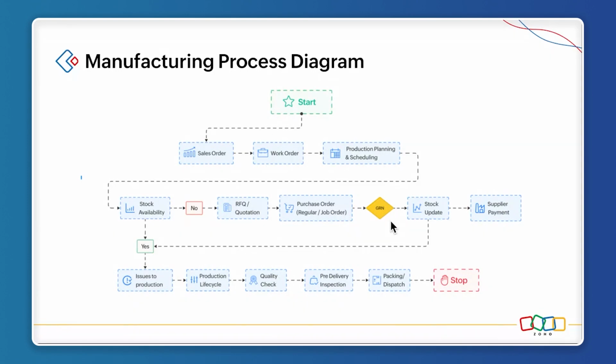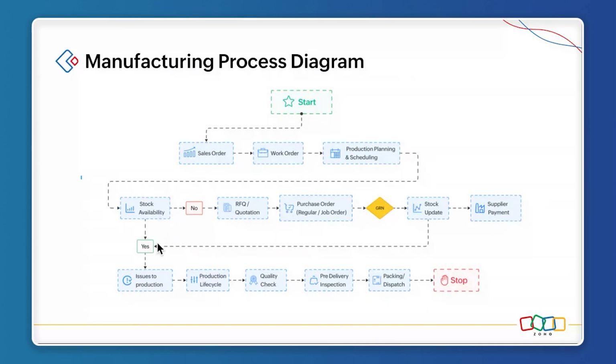When they are delivering the materials, you will be receiving the GRN, which is the goods received note, right? Once that is done, you then need to update the stock, which you will be maintaining in the different warehouses. Once you update the stock in the different warehouses, the next process is settling the payment for the vendors, that is, the supplier payment. This complete process is what you follow when the stock is not available.